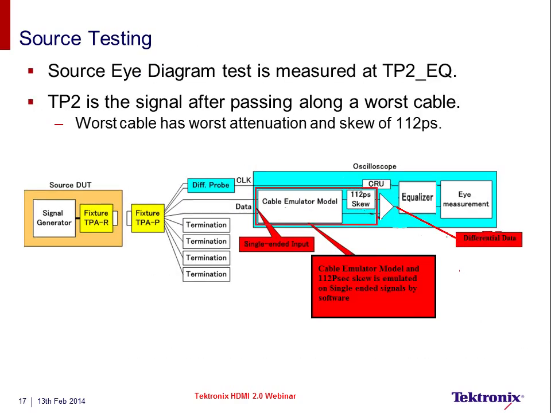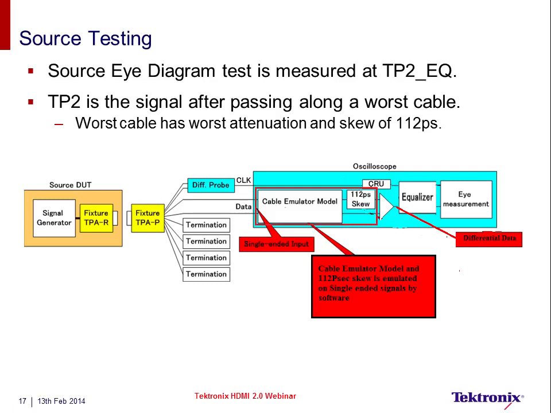Now that we know that the eye diagram testing has been modified, let's look at the eye diagram test needs in much more detail. As stated, the eye diagram test in HDMI 2.0 is performed at test point 2 with an equalized eye, and the signal has to pass through the worst cable condition. So that means this worst cable condition will have worst attenuation and the skew of 112 picosecond. So the setup for eye diagram now gets a bit different from what we did in 1.4b.